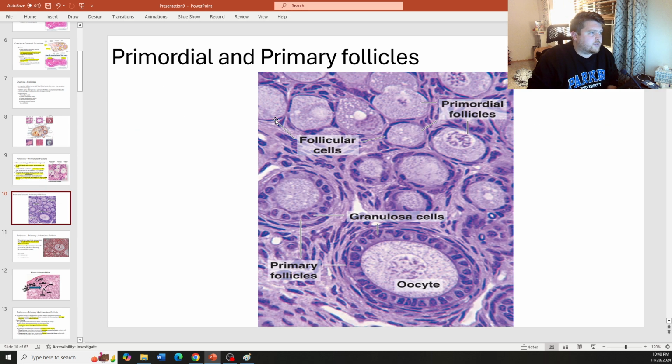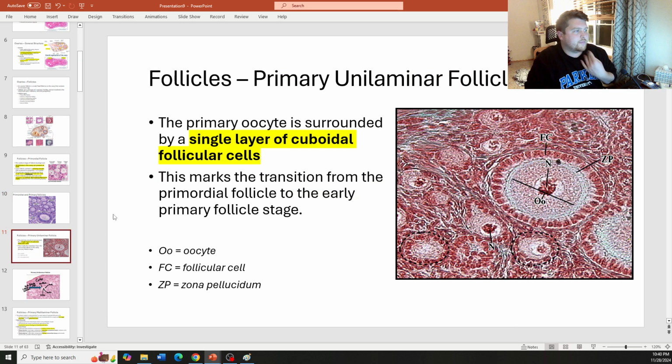So here we have these follicular cells. We can see, this is what we're going to talk about next, these primary follicles. But you can see these follicular cells here, how flat they are. They're all squished down. These are our primordial follicles compared to our next step where they look much more cuboidal.